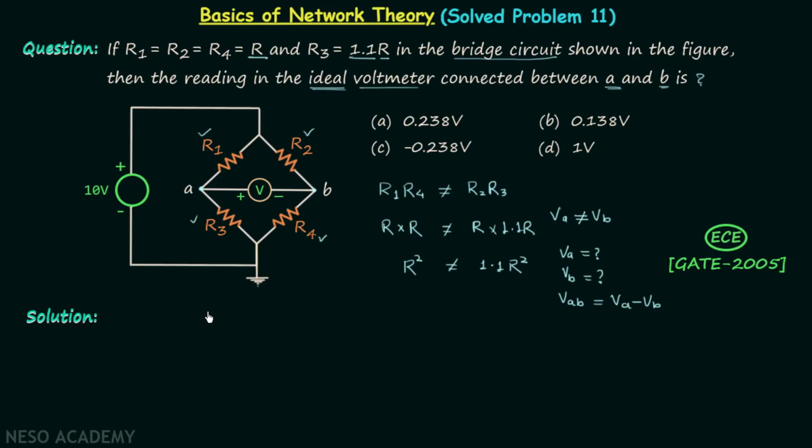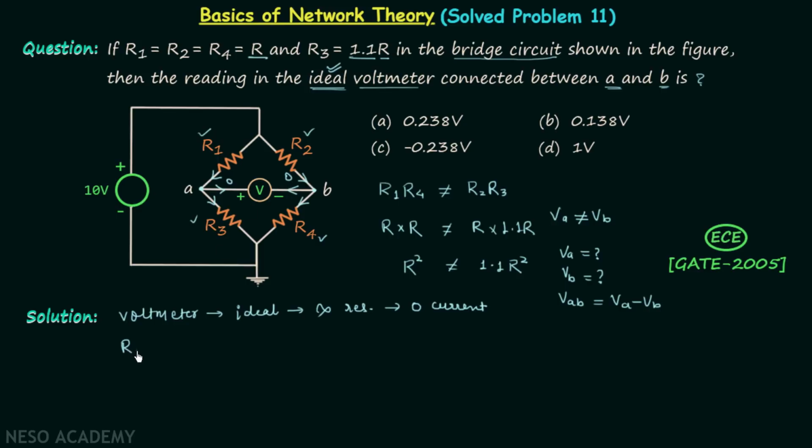You can notice one thing in the question. The voltmeter is ideal in nature and we know when the voltmeter is ideal, then it offers infinite resistance to the current flow and therefore zero current will flow through the voltmeter. This means all the current flowing through R1 will flow through R3 as well. No current will flow through the voltmeter and therefore R1 and R3 will be in series and the same thing will be there in the case of R2 and R4. All the current flowing through R2 will flow through R4 as well. No current will flow through the voltmeter.